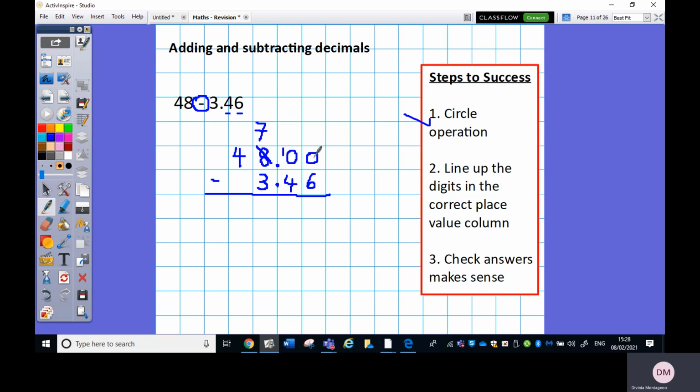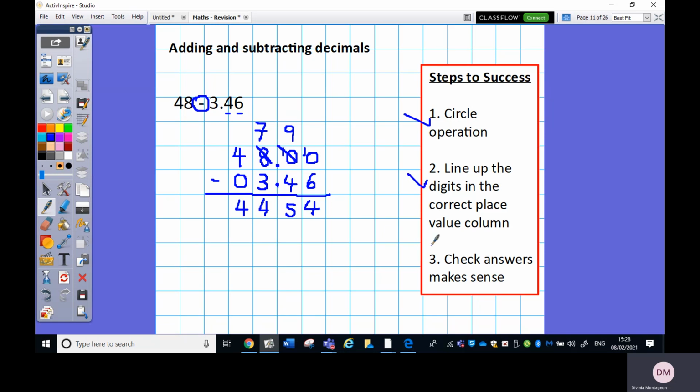However, if I look at the hundredths, can I take that away? No, I'm still stuck with 0 take away 6. So I'm going to have to regroup from the tenths and then regroup again. 10 take away 6 equals 4. Excellent. 9 take away 4 equals 5. 7 take away 3 equals 4. And 4 take away 0 equals 4.